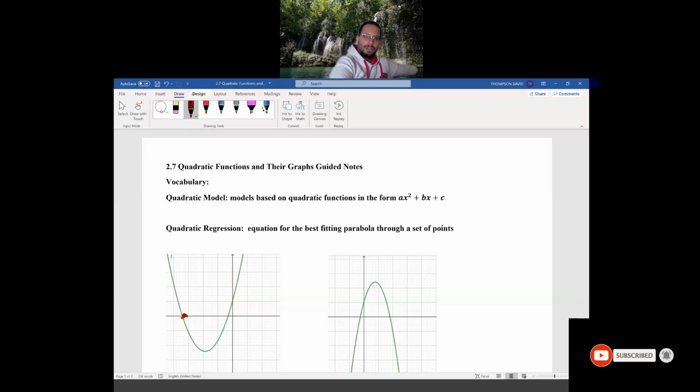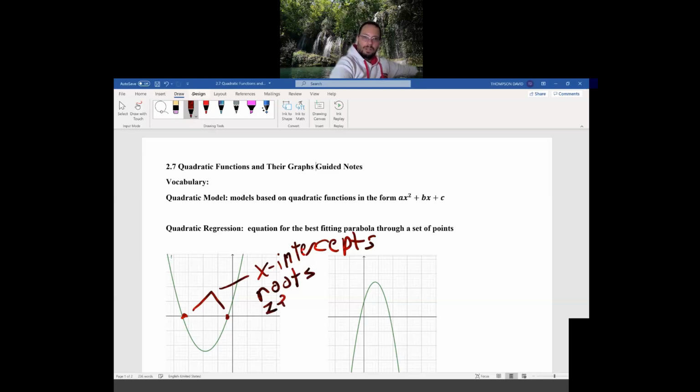The points where it touches the x-axis are called x-intercepts, or roots. Another word you might see is zeros. This is your vertex, the lowest point or the highest point. And in this case, since it's the lowest point, it's also considered a minimum.